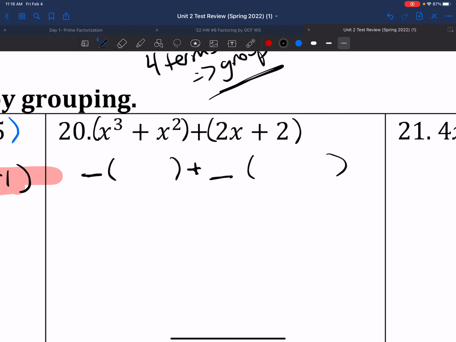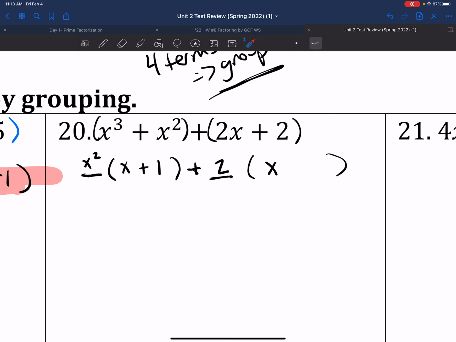Okay, what is the GCF that goes into x cubed and x squared at the same time? That's going to be x squared. X squared times x is x cubed, and then x squared times what will give me x squared? That's just going to be positive 1. Okay, now the GCF that goes into 2x and 2 at the same time, that's just 2. So 2 times what will give me 2x? That's just going to be x.